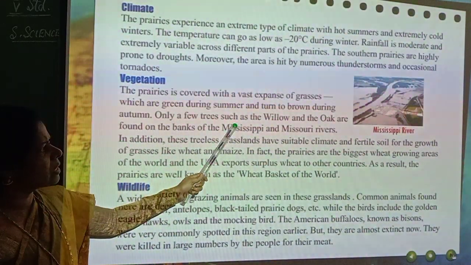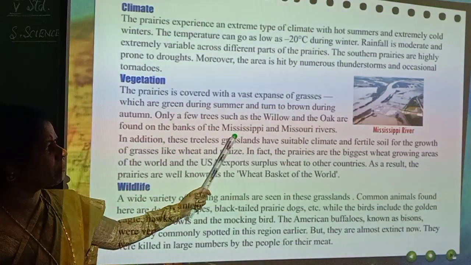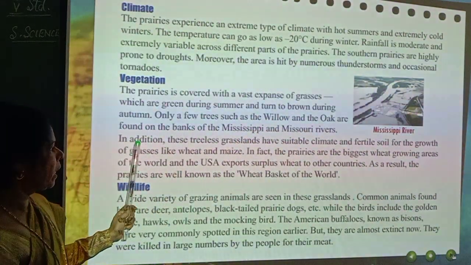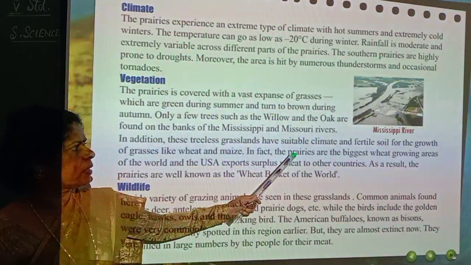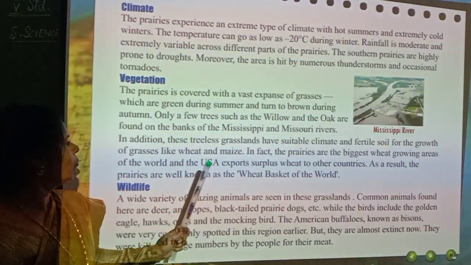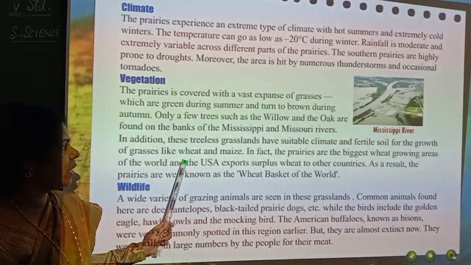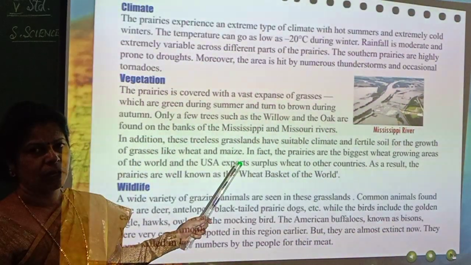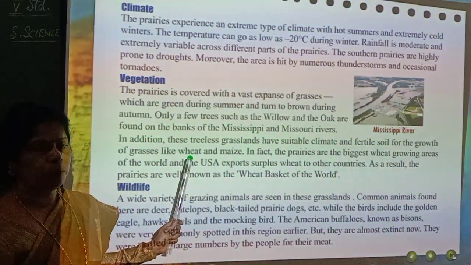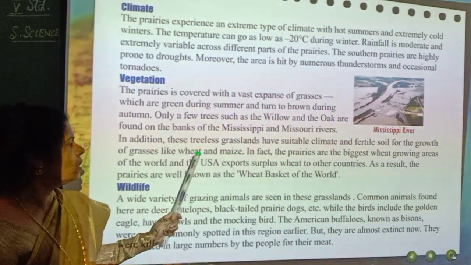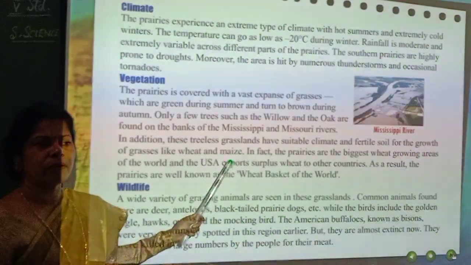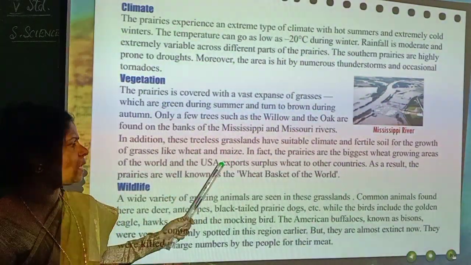Only a few trees such as willow and oak are found on the banks of the Mississippi and Missouri rivers. In addition, these treeless grasslands have suitable climate and fertile soil for the growth of grasses like wheat and maize. So, which are the crops grown here? Wheat and maize. Understood? So, wheat and maize are the main food crops grown in this place.